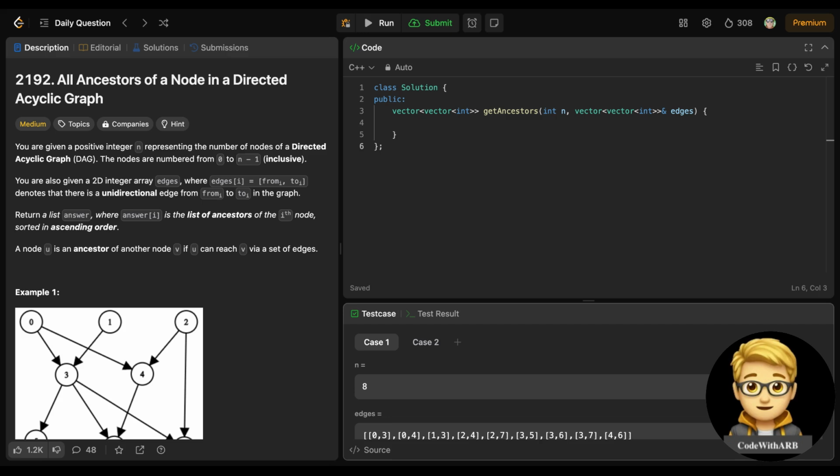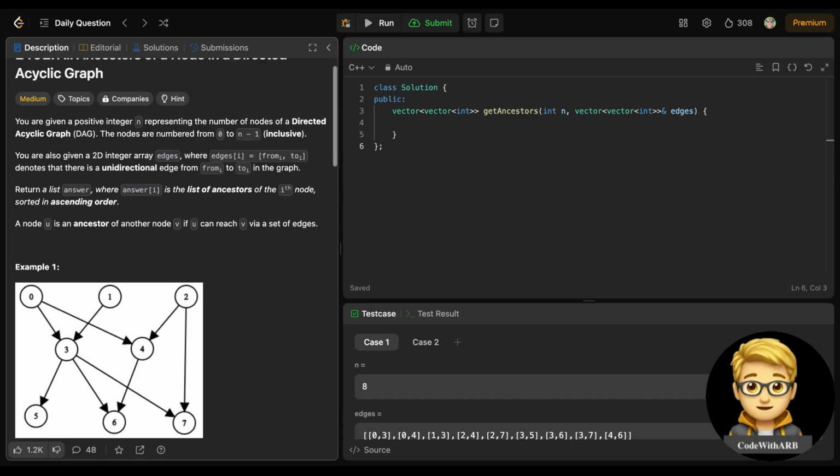You are given a positive integer n representing the number of nodes of a directed acyclic graph. The nodes are numbered from 0 to n minus 1 inclusive. You're also given a 2D integer array edges where edges[i] = [from i, to i] denotes that there is a unidirectional edge from from i to to i in the graph. Return a list answer where answer[i] is the list of ancestors of the ith node sorted in ascending order.